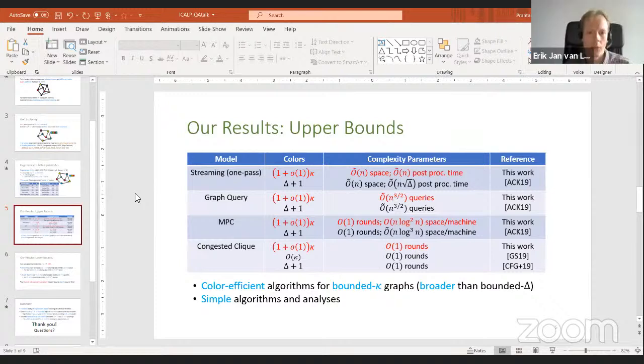Yeah, but in your model, after you do the queries, you have to do some computation. Correct. So yes, after making the queries, we do a post processing. That post processing takes order n polylog n time.